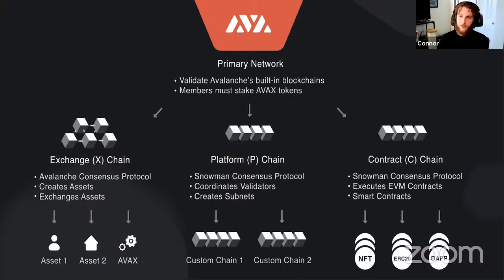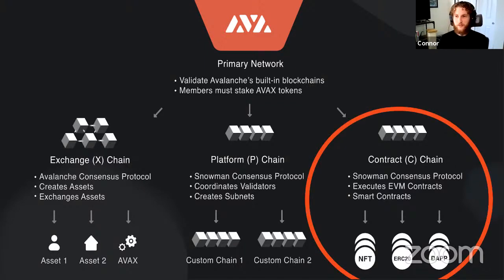Then there's also the platform chain. The platform chain is a chain that's basically made to manage the state of the entire Avalanche ecosystem. It's used to coordinate staking. So you can stake and unstake your tokens, and you can also use it to create your own blockchains, which are called subnets. And then lastly, we have the C chain, which is the contract chain. This is where we're going to be living for the rest of this presentation.